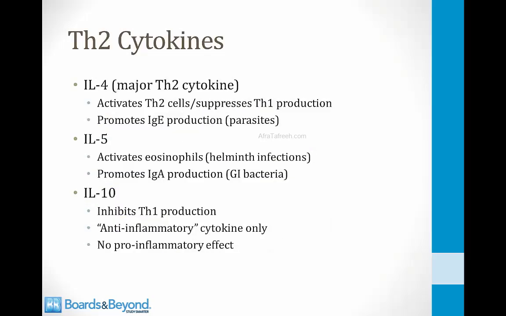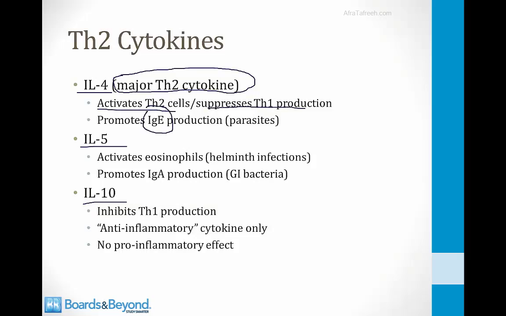The important Th2 cytokines are IL-4 and IL-5 and IL-10. And of these, IL-4 is the major Th2 cytokine. Whenever you think of Th2 cells, you can think of IL-4, and that's easy to remember because 4 is 2 times 2. IL-4 activates Th2 cells and suppresses Th1 production. It also promotes IgE production, which is very important for the defense against parasites.